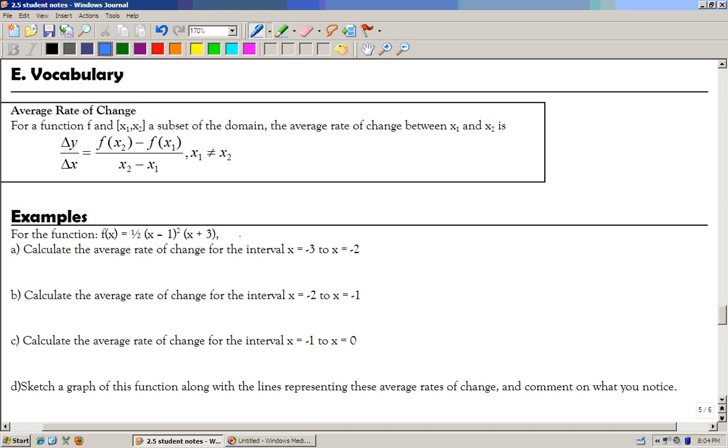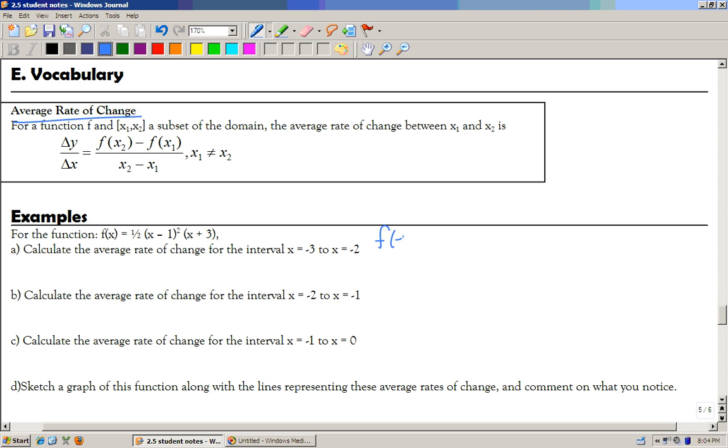Okay, we're going to continue in section 2.5, section E. First we're going to talk about average rate of change, which is basically the formula for slope. So we're going to start with this function, f of x equals 1/2 times the quantity x minus 1 squared times x plus 3. We're going to first find the average rate of change for the interval from x equals -3 to -2.